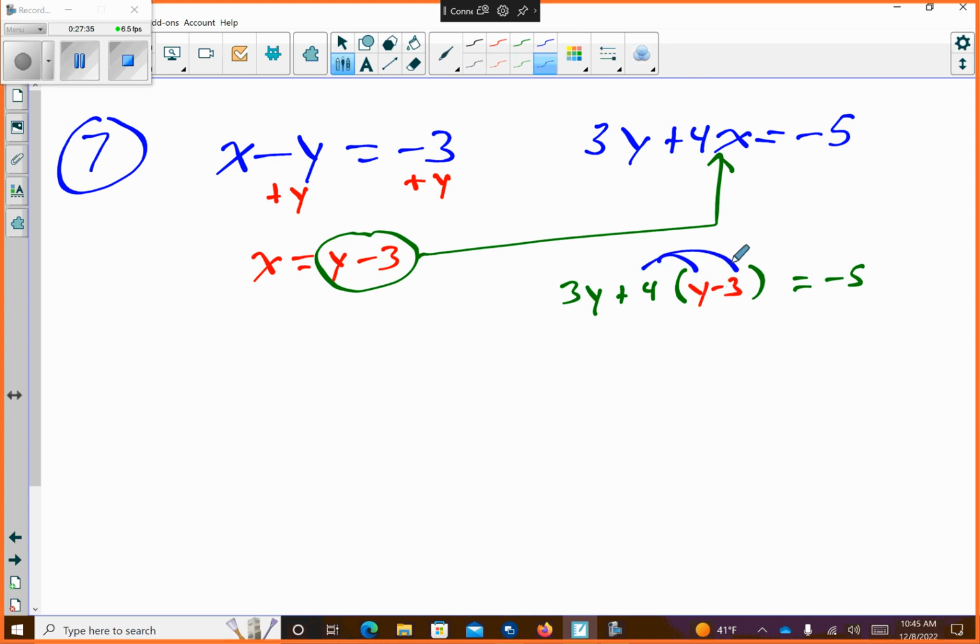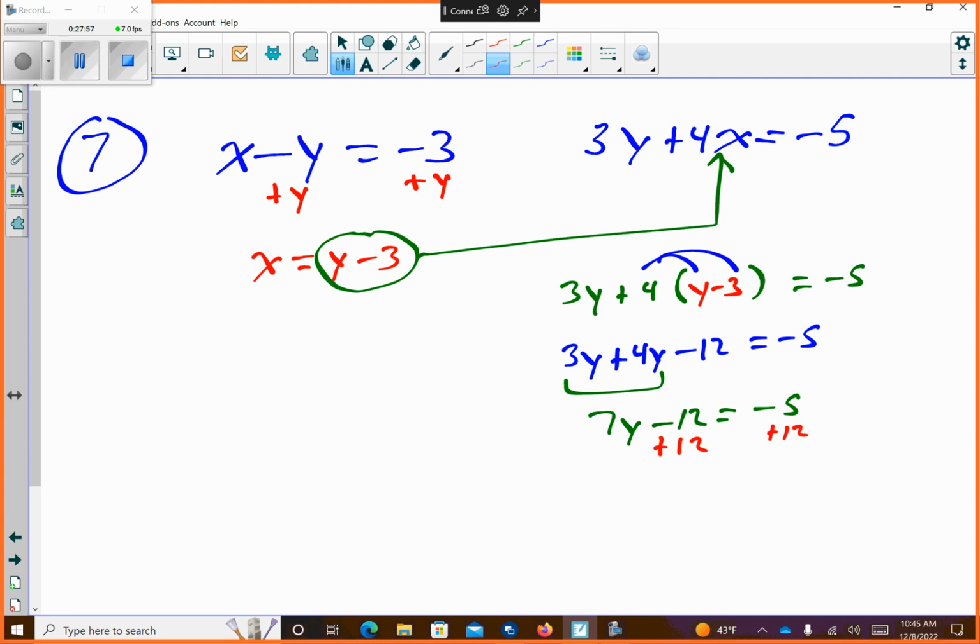We are going to distribute. All right. Combine some like terms. That's like so 7y. Add 12. Oh, this one worked out nicely, didn't it? 7y equals 7. So y is equal to what, friends? 1.